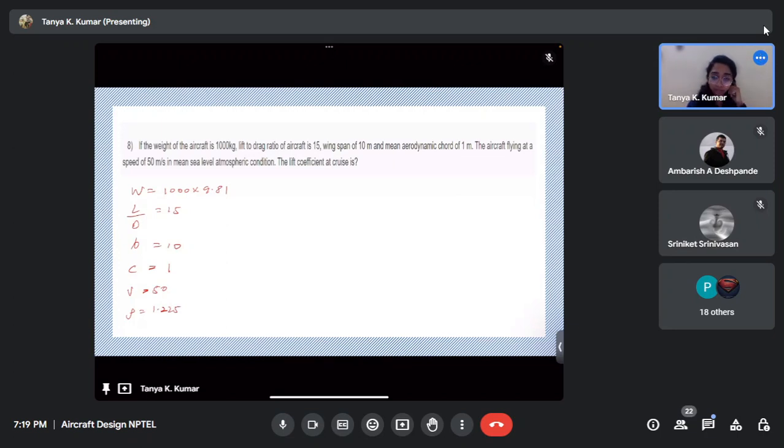How do we find this? Okay, so you can directly use lift equals half rho v square S CL, and you need to find out CL, and it is cruise, so lift equals weight. So CL is 2W by S rho v square. Can you compute this and let me know what the value is?